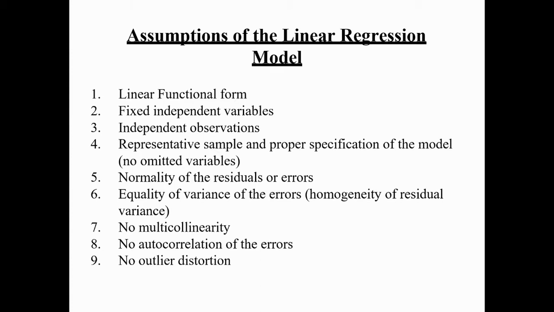So, what are the assumptions of the linear regression model? So, we have linear functional form, fixed independent variables, independent observations, representative sample and proper specification of the model, no omitted variables. Then normality of the residuals or errors, equality of variance of the errors, like homogeneity of residual variances, no multicollinearity, no autocorrelation of the errors, and no outlier distortion.